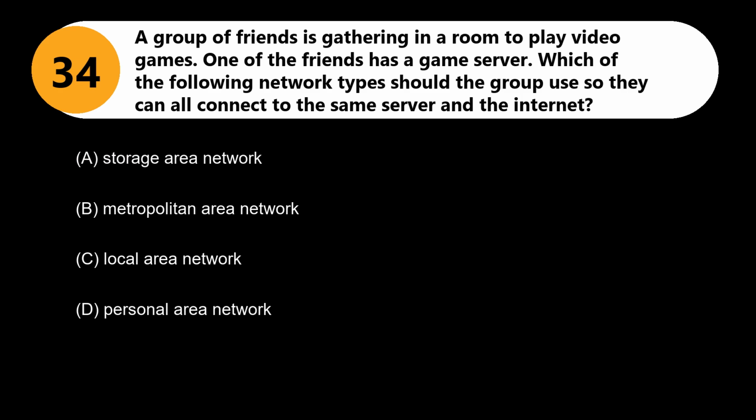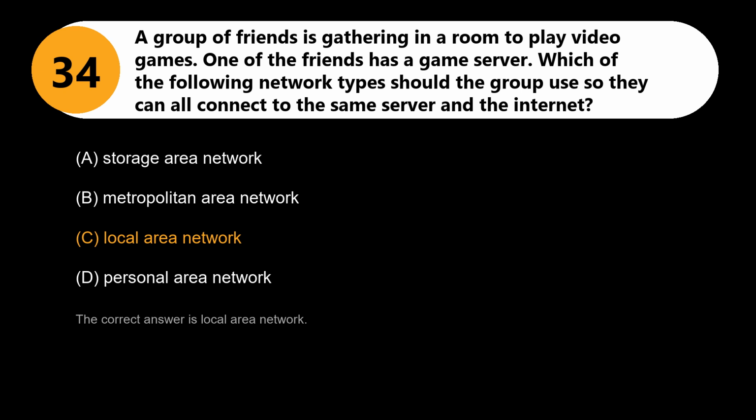Question 34. A group of friends is gathering in a room to play video games. One of the friends has a game server. Which of the following network types should the group use so they can all connect to the same server and the internet? Option A, storage area network. Option B, metropolitan area network. Option C, local area network. Option D, personal area network. The correct answer is option C, local area network.